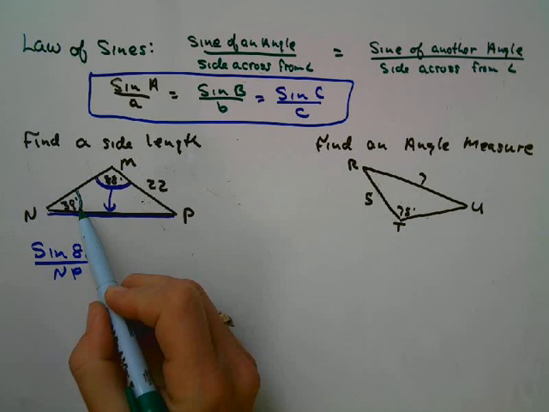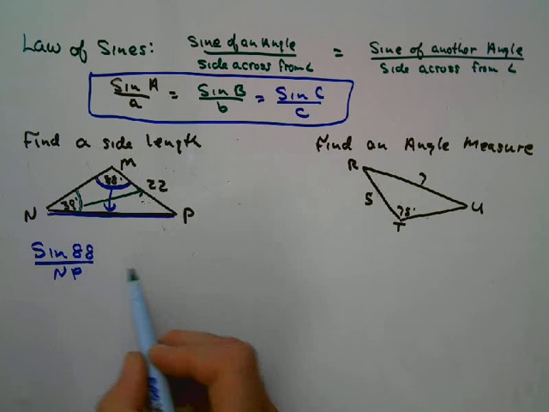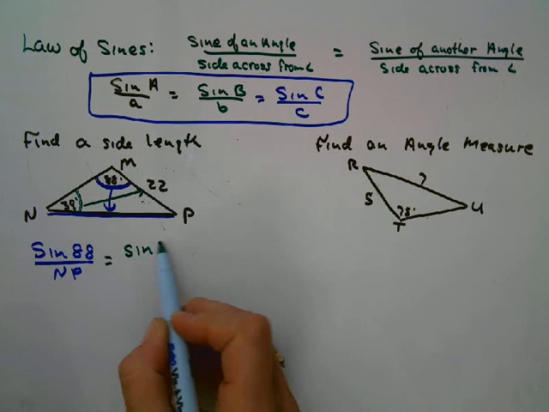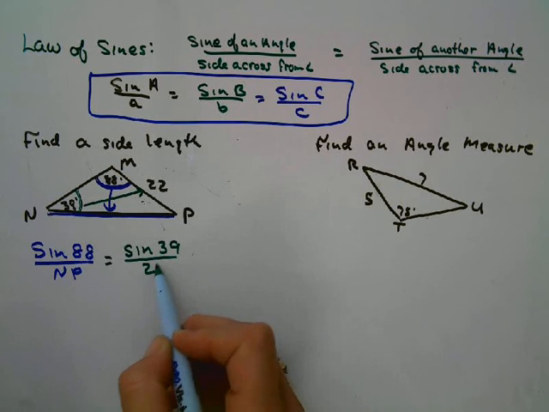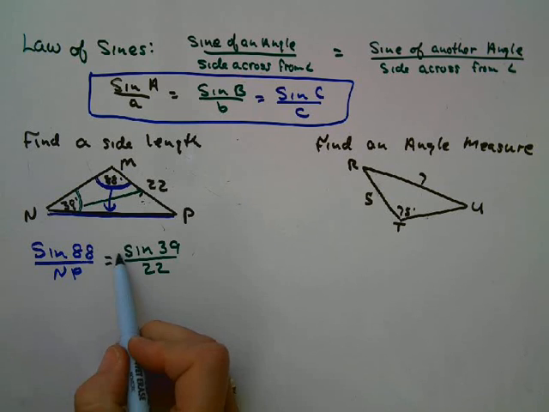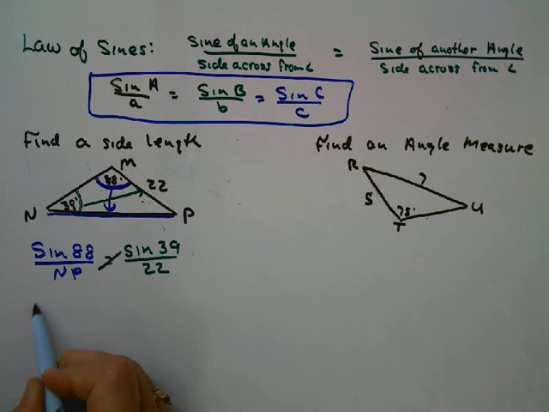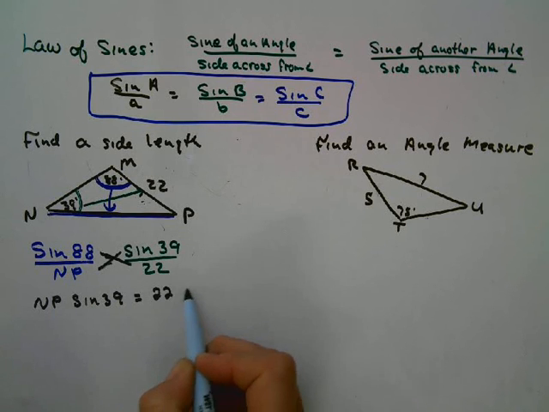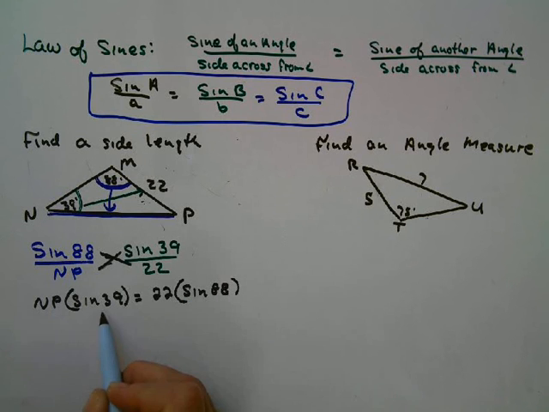The sine of 39 degrees over 22. So now I've got a proportion. I can solve it just like we did in Chapter 7. I'm going to write my cross products. NP, side NP, times the sine of 39 equals 22 times the sine of 88. Remember, the sine of 39 is a number, the sine of 88 is a number. Now to get side length NP alone, I divide by this number, the sine of 39.